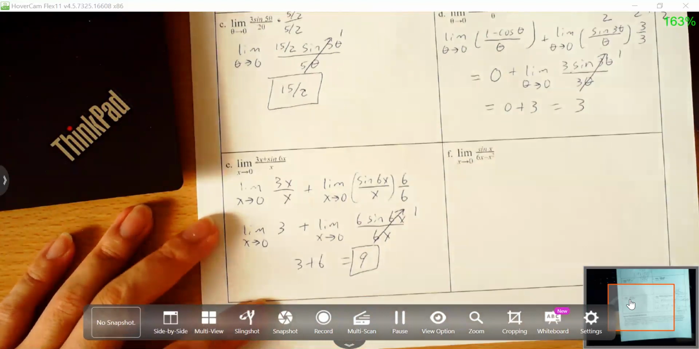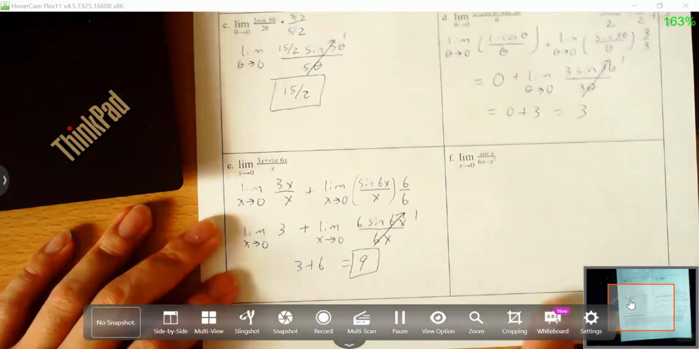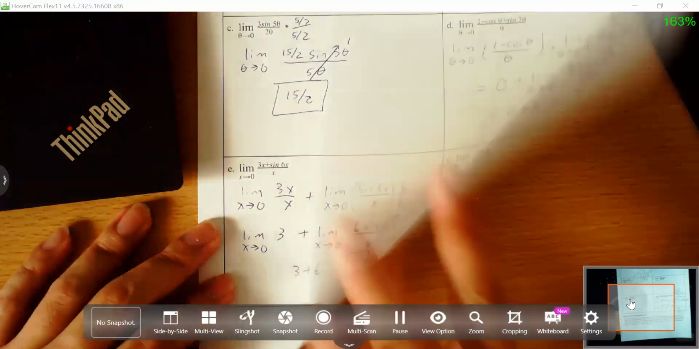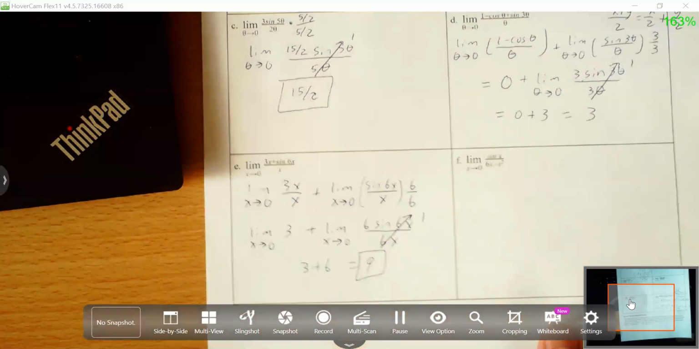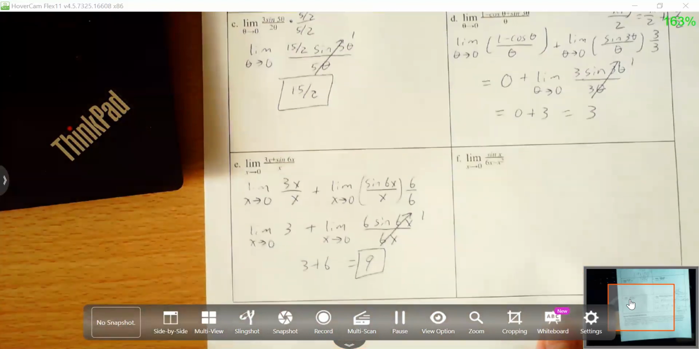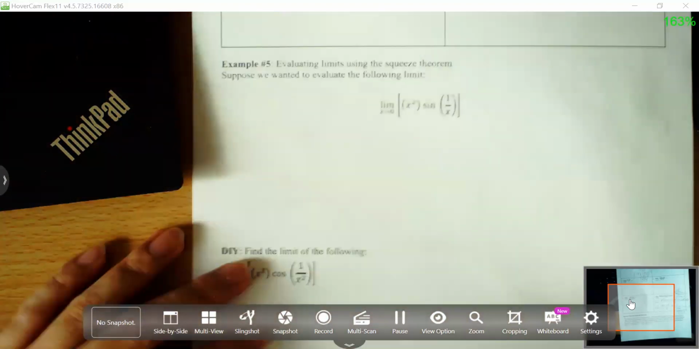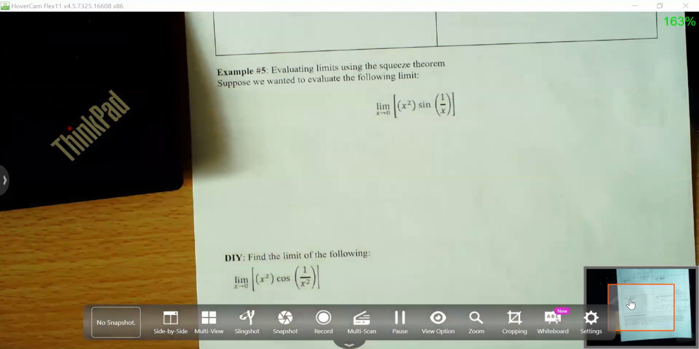Okay. For now, let's skip F. I think with all of that, you have enough practice. And let's skip the DIY. I want to get to example 5 on the back because we're going to use Squeeze Theorem as the last thing we're going to do today. If you want, you could do those practice on your own, but I would just do the homework.